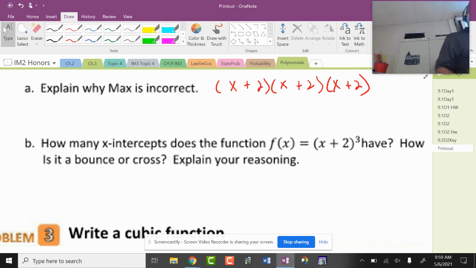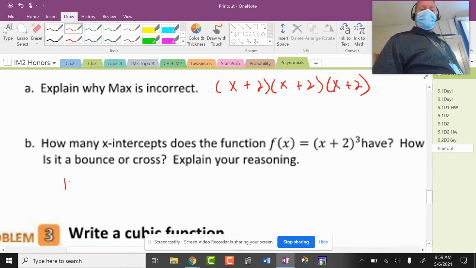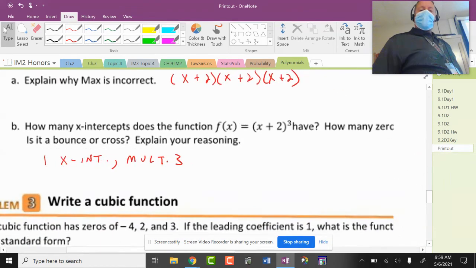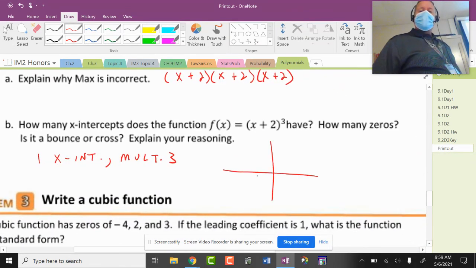It's 1, all right? Because it's 1 x-intercept that has multiplicity 3. So what happens with this graph at this position at negative 2 is it comes through with a little character. But that's only 1 x-intercept.